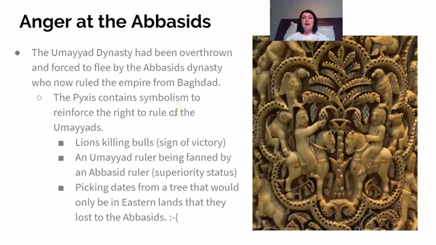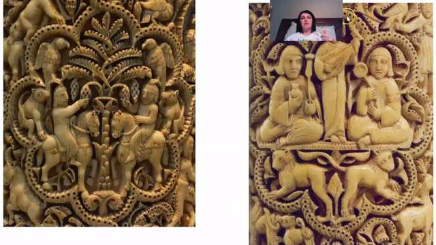There's an Umayyad ruler who is on here being fanned by an Abbasid ruler, so kind of to show their status. But one of the really sad ones is this one that's right here. You have Umayyad rulers who are picking dates off of a tree. You can see them grabbing the dates because the detail is so exquisite. And dates would have only been available to them in the eastern lands that they had lost to the Abbasids. So basically it shows their anger about this overthrow.